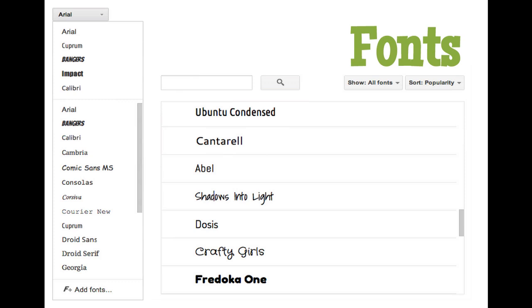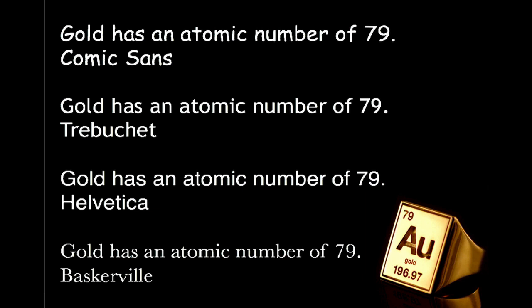But a word of caution, not all fonts are created equal. Here's a science experiment that they did where they took a true statement that gold's atomic number is 79, and they put it in 4 very common font packages. And they asked people, is this information true or not? And people agreed with certain fonts more than they did others. So looking at these 4, which one do you think people thought was the most true? Which one was the least true?